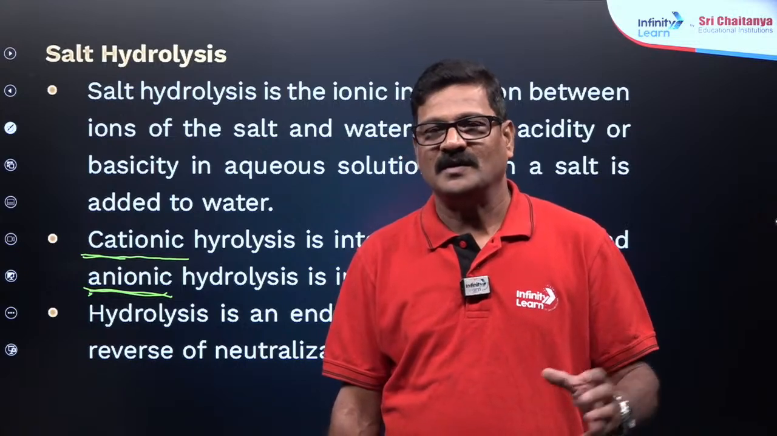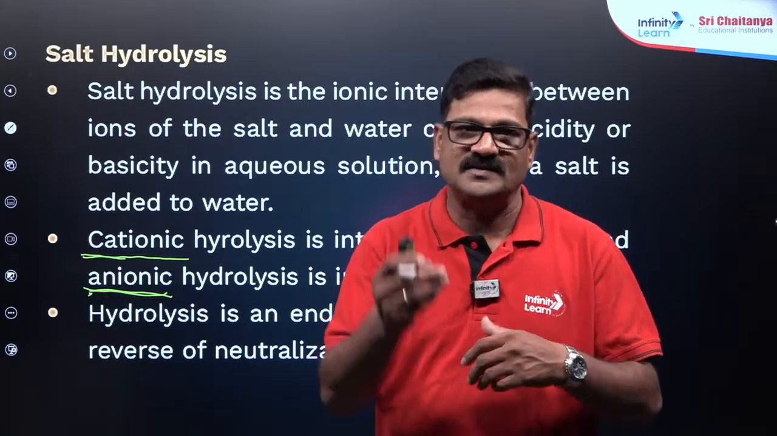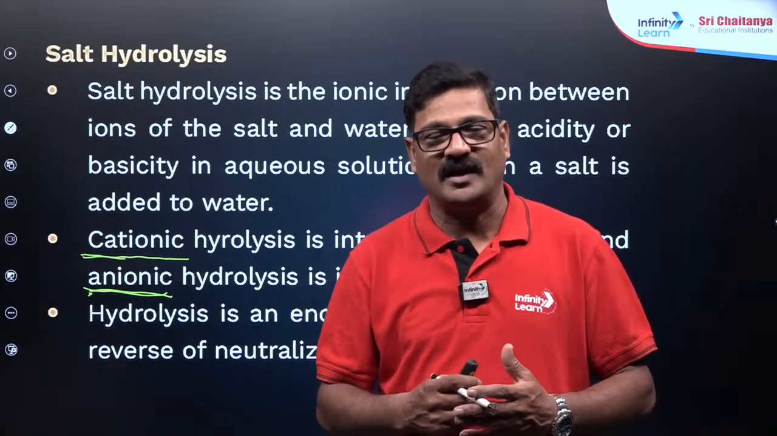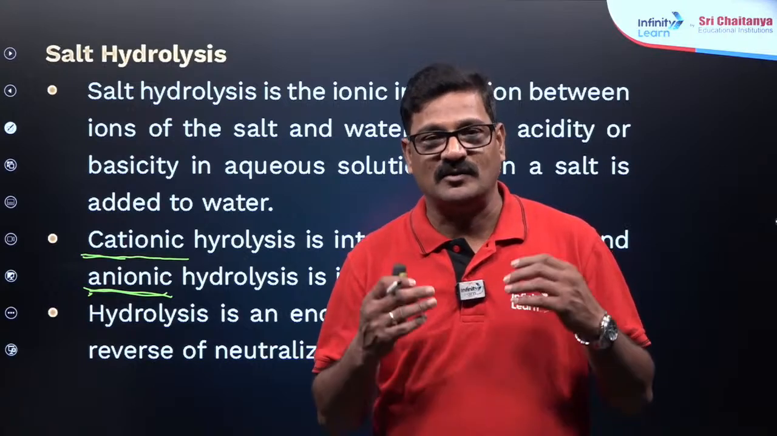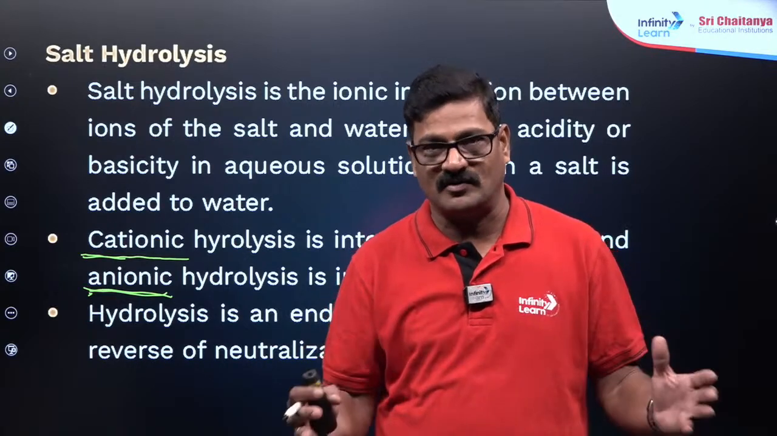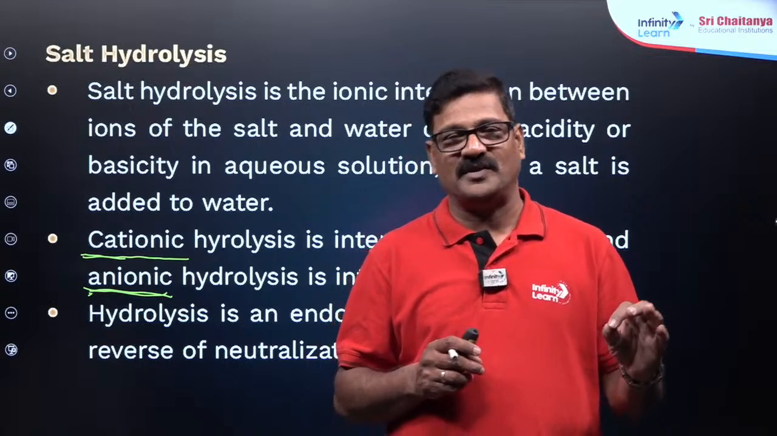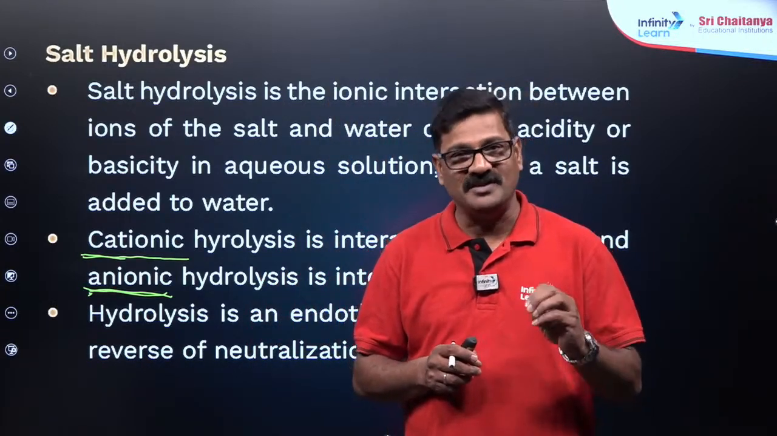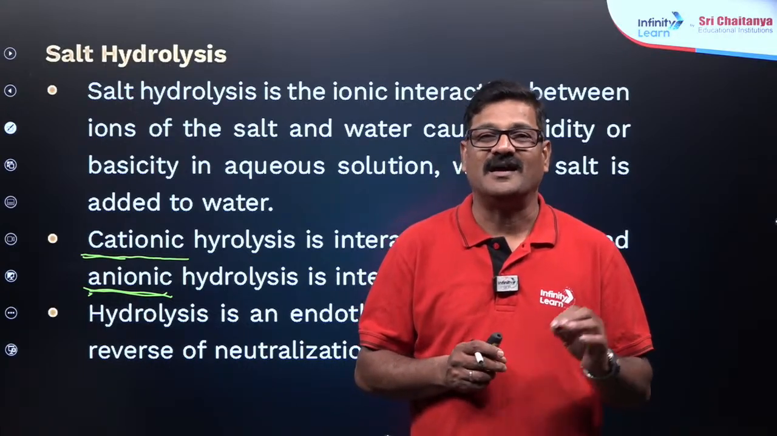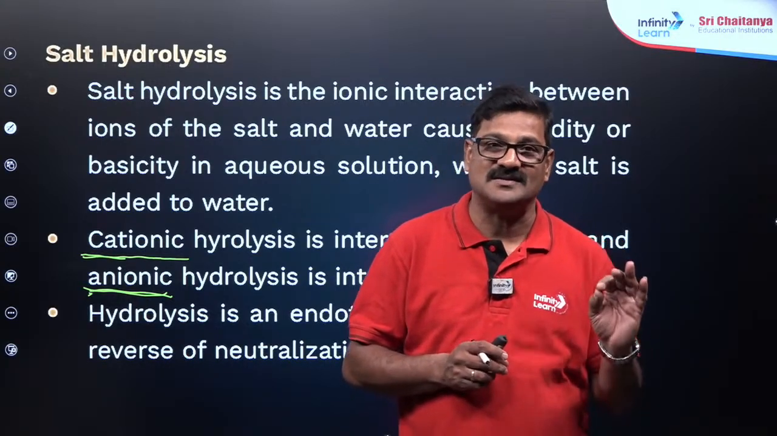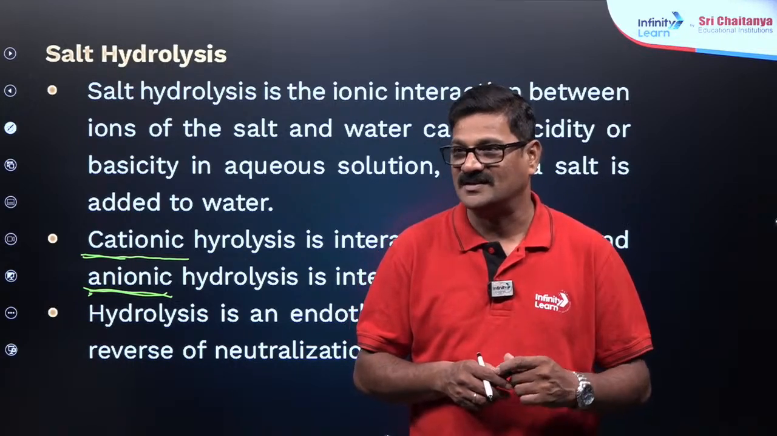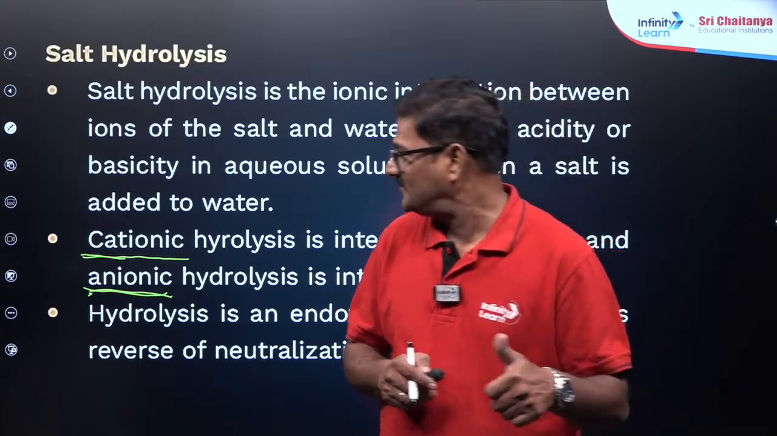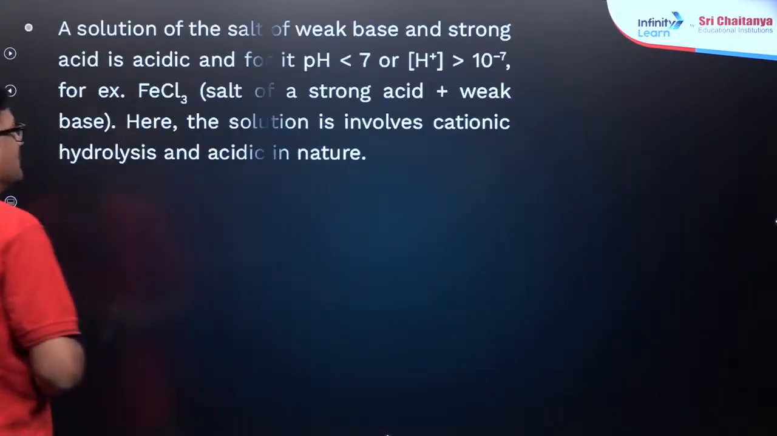What is this? Okay. So when a salt is dissolved in water, a cation can be hydrolyzed or an anion can be hydrolyzed. It all depends upon who is going to provide these counter ions. The ion coming from a weak acid can be hydrolyzed. The ion coming from a weak base can be hydrolyzed. And the ion coming from a strong acid or strong base never hydrolyzes. Hope you understand this. And it is a reverse of neutralization.